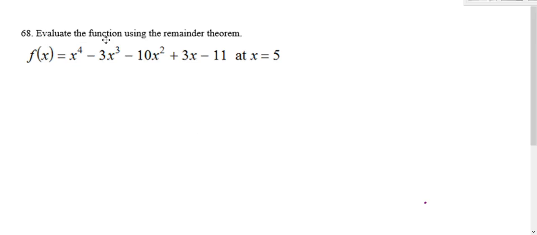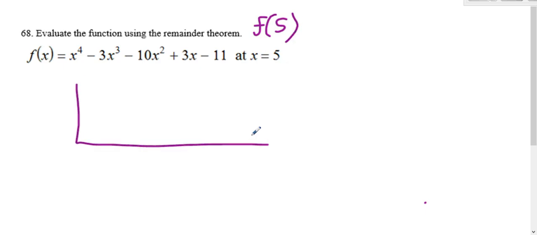Evaluate using the remainder theorem at x equals 5. Another way that might be written is saying f of 5. These would be the same thing. It's just telling you that you need to do synthetic division with a 5 into this polynomial.